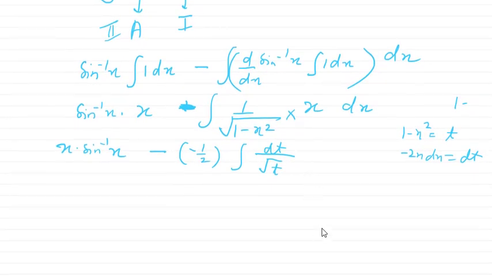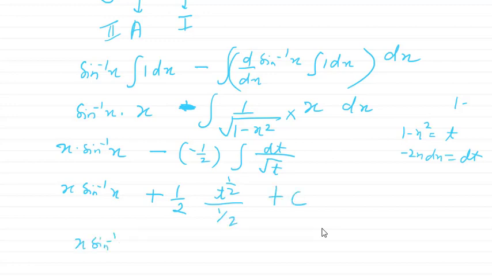So here we will get x sine inverse x, minus minus it will become plus half, and integration of 1 by root t will be t to the power half by half plus c. So here you will get x sine inverse x, 2 will cancel out, so you will just get t, you can replace that with 1 minus x square, so it will be root over 1 minus x square plus c. So that will be your answer for this question. So like this, you can apply the ILATE rule to integrate whenever you get two functions.